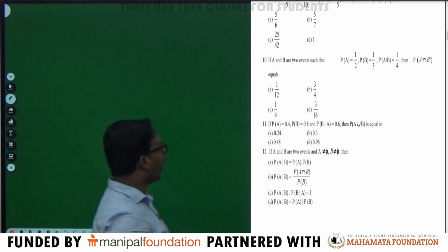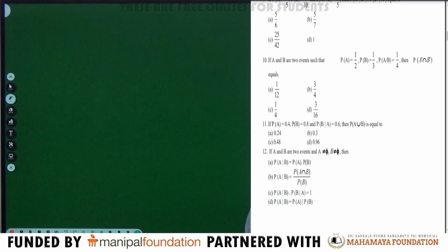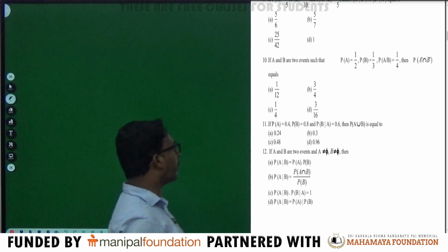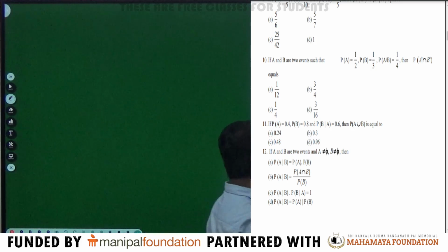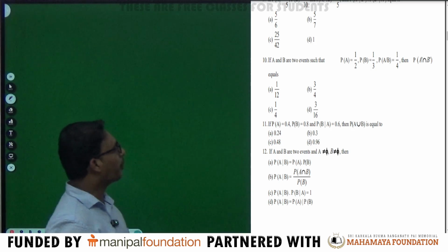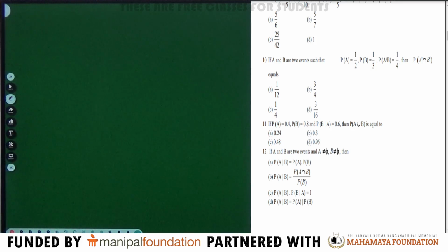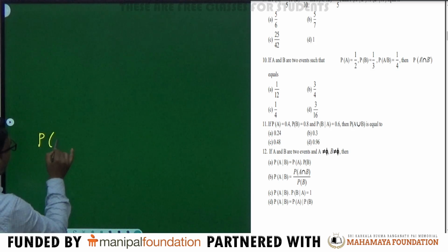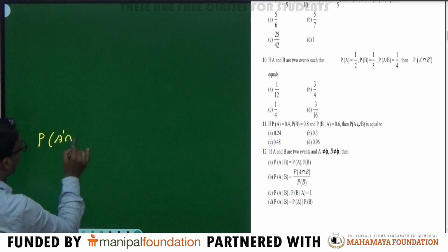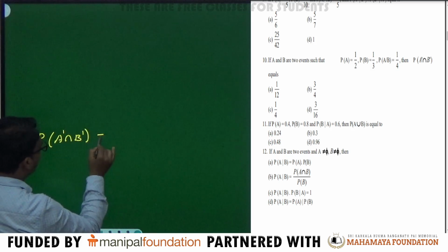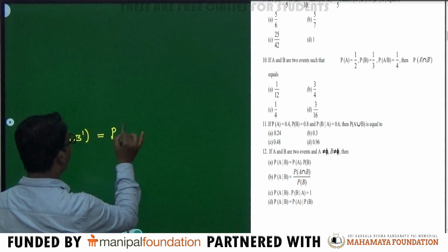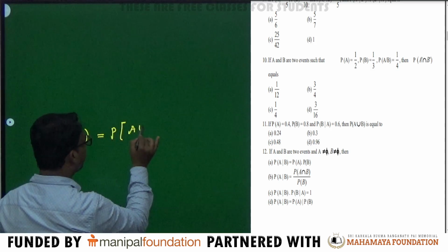If A and B are two events such that probability of A is equal to 1 by 2, probability of B is equal to 1 by 3, probability of A given B is equal to 1 by 4, then probability of A dash intersection B dash is. So we need to find the value of probability of A dash intersection B dash. By using De Morgan's theorem, we can write A dash intersection B dash as A union B whole dash.